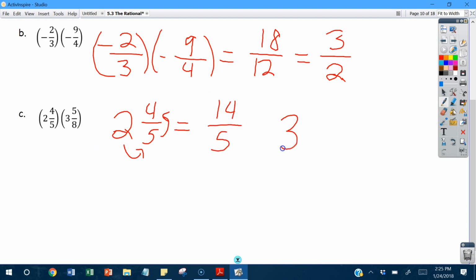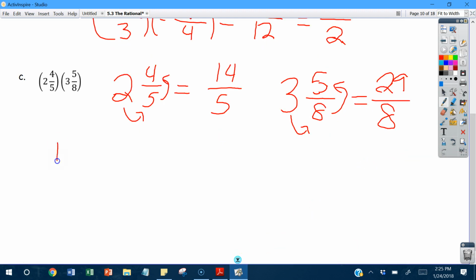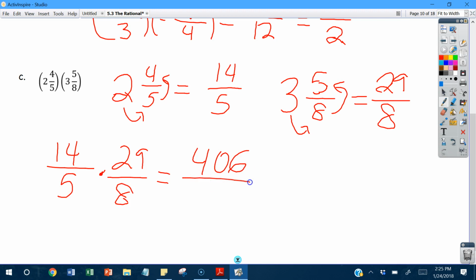So that's that first number written as an improper fraction. The second number is 3 and 5/8. And if I do the same, I multiply here and then I add here. I get 3 times 8 is 24, and then add that to 5, I get 29 over 8. And now I have two improper fractions that I can multiply together. So now I'll do the multiplication. 14 over 5 times 29 over 8. And now I can multiply the numerators and multiply the denominators. I'm going to use a calculator on that. 14 times 29. And I get 406 in the numerator, and I get 40 in the denominator.